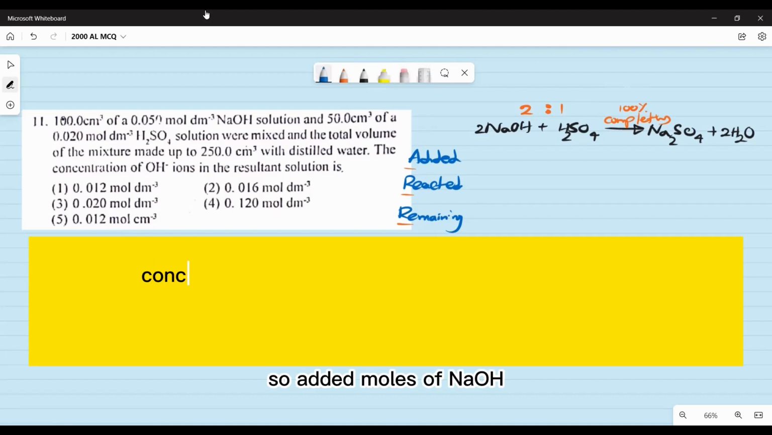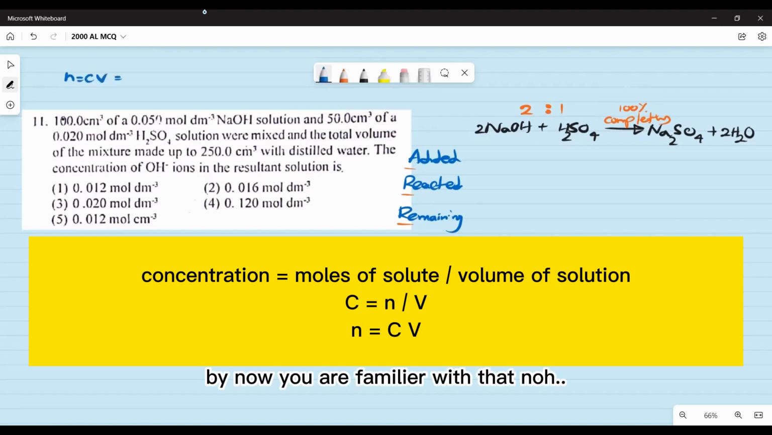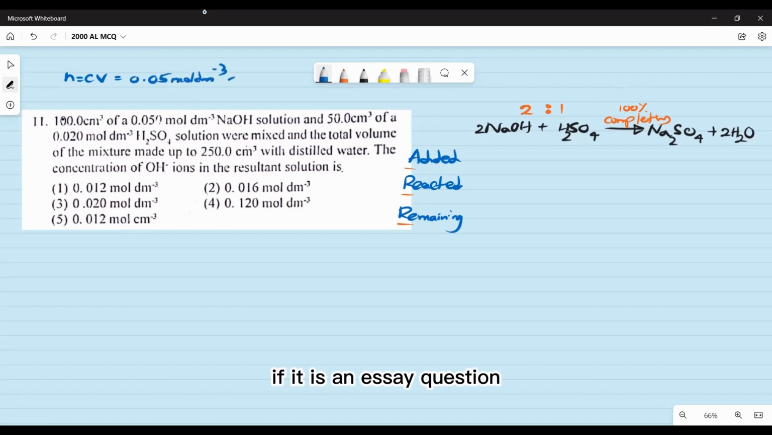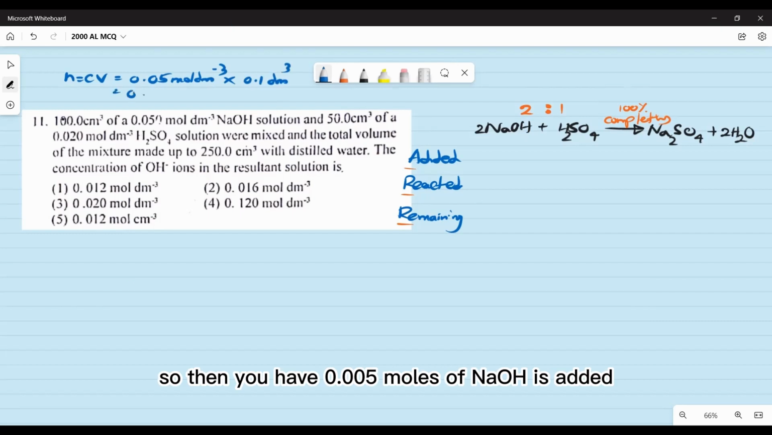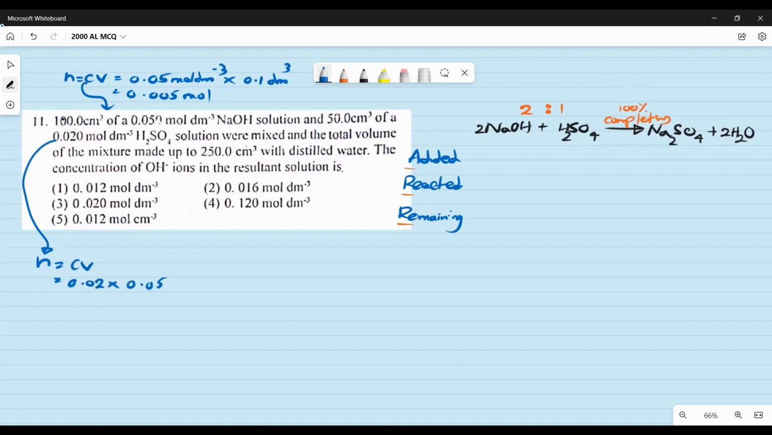So added moles of NaOH. Here n equals CV. By now you are familiar with that, no? So 0.05 moles per decimeter cube. If it is an essay question, you have to write like this. So then you have 0.005 moles of NaOH added. Then H2SO4, you will have 0.02 into 0.05, which gives 0.001 moles. Then you can write those. So you have added 0.005, 0.001.